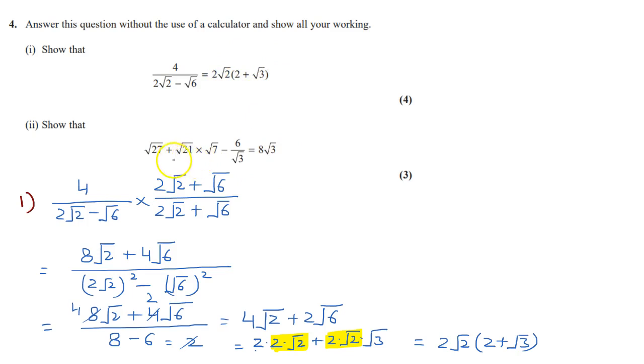Now we have to prove this one. That is second part. It says that root 27 plus root 21 multiply root 7 minus 6 over root 3.